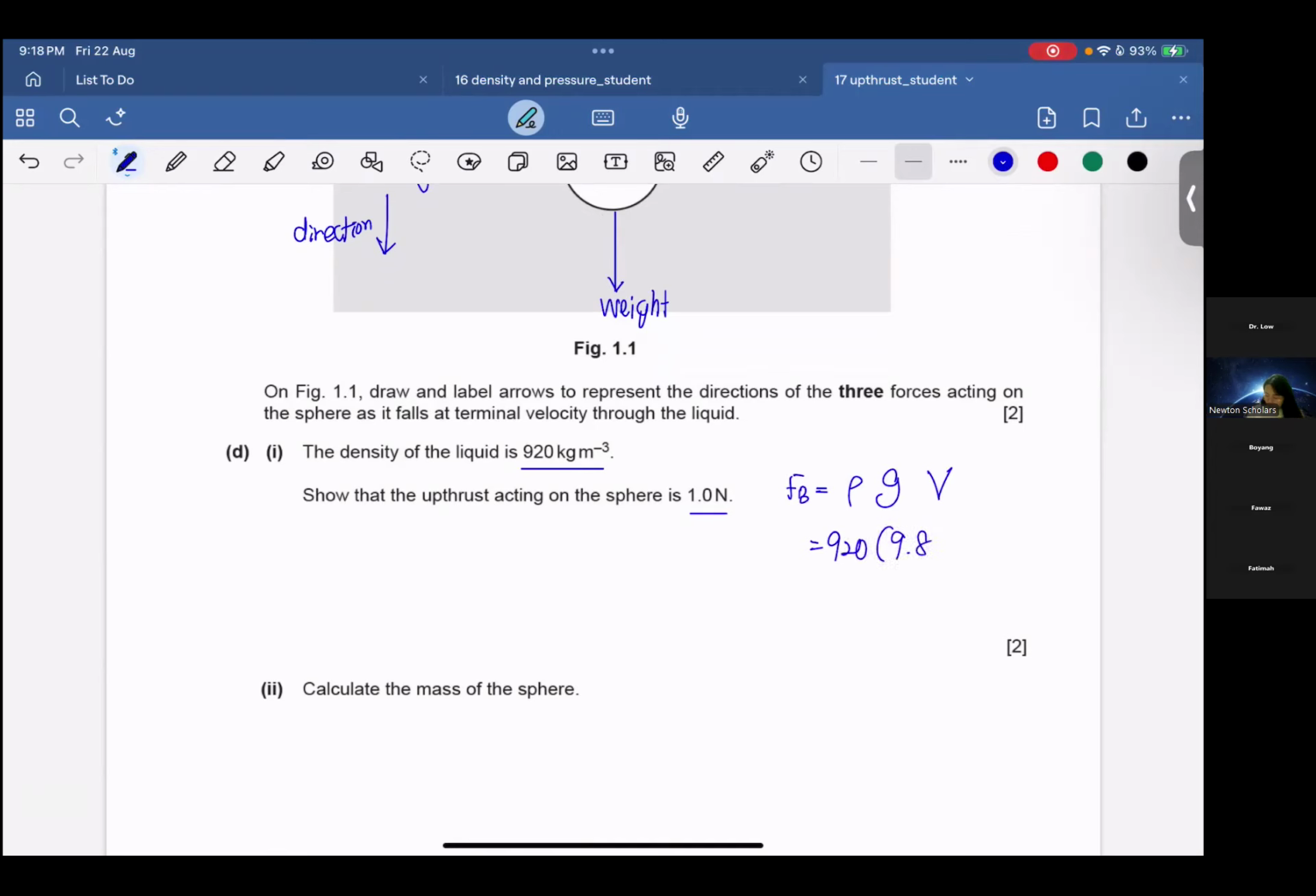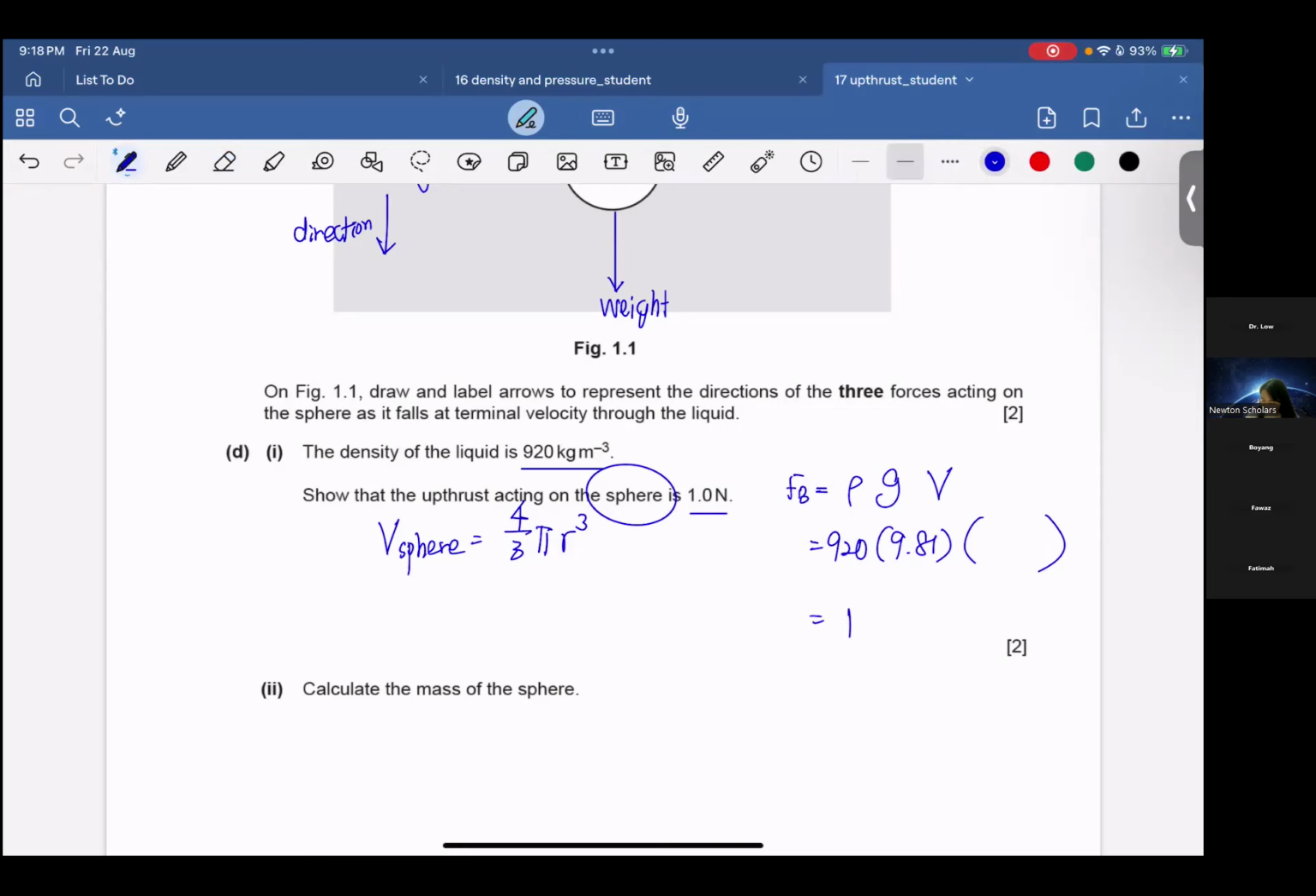920 times 9.81. This one no problem. But the problem is volume. Teacher, what is the volume? Just now, lesson number 16, first page. Volume for the sphere. So you have to know. See, they didn't give you. So you have to know the volume for the sphere. It will be 4 over 3 pi r cubed. Okay, so you do substitution and see whether at the end you can get 1.0 Newton or not.